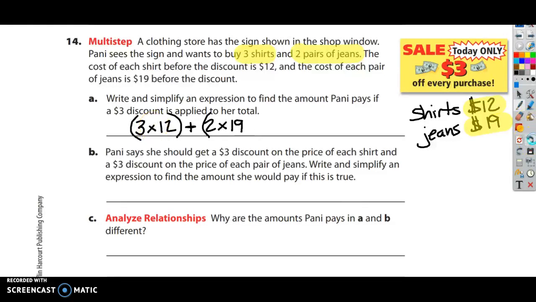Now you might be thinking we forgot one thing, and we did actually. The one thing we forgot was the discount. Discount means we're going to take money off your purchase, so at the very end we would subtract 3.